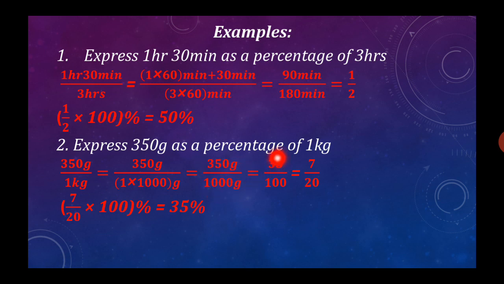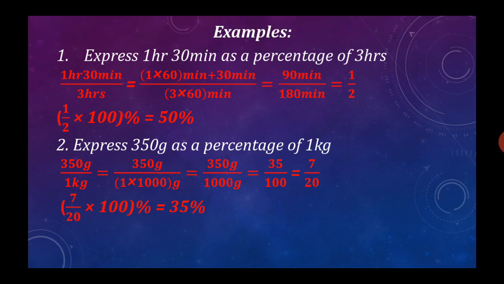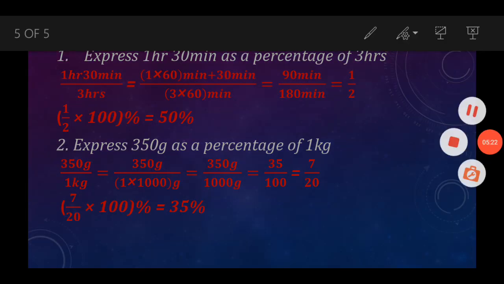Then you can divide straight like that. 5 in 35 is 7, 5 in 100 gives us 20. So we have now 7 over 20, then multiply it by 100. 20 in 20 is 1, 20 in 100 gives us 5. 7 times 5 gives us 35. That's how we get 35%. Please check through your class activity and submit as soon as you can.